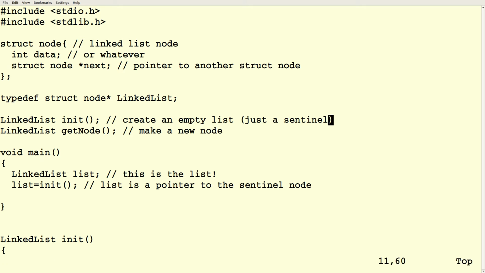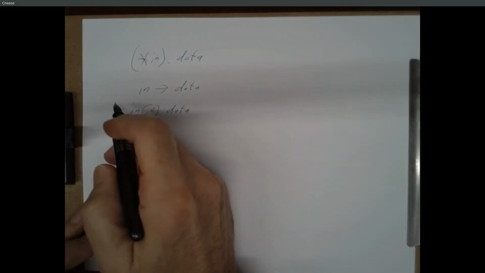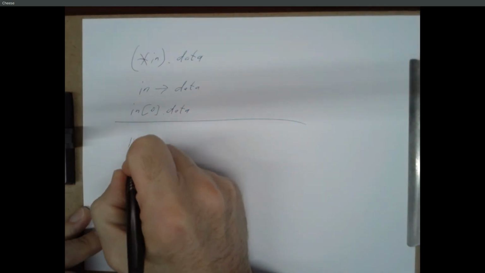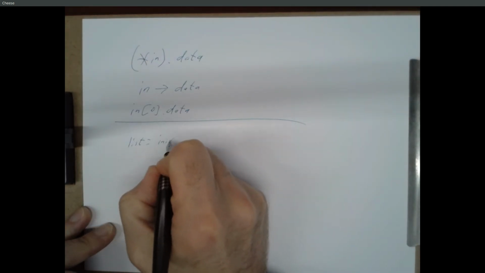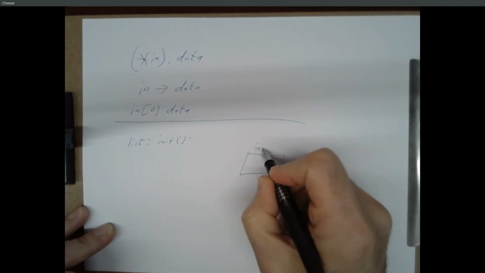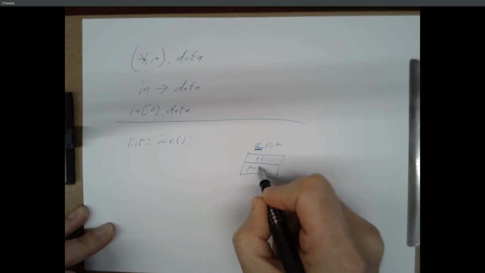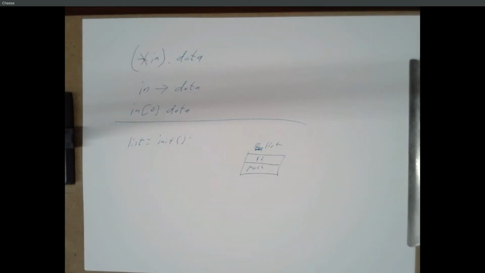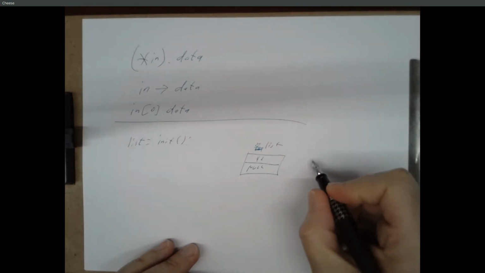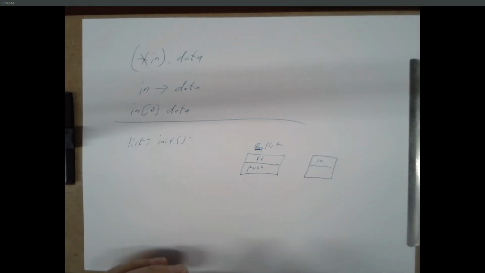Alright, so now we've got two functions, init and get node. So we are going to call init, and that's going to make a sentinel node with 42 and null. So let's build a list. Let's make another node that has 10.